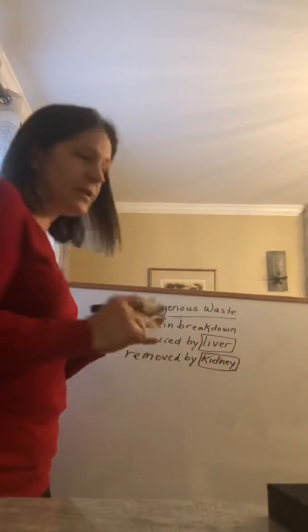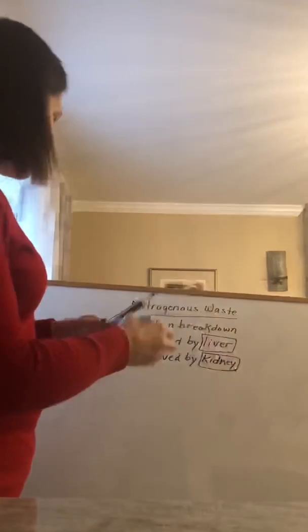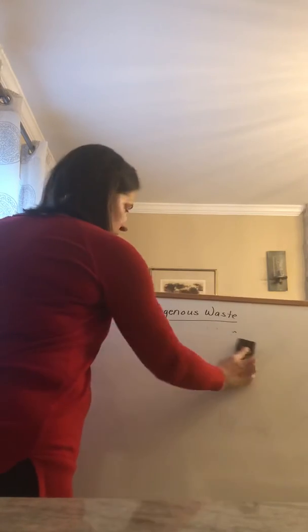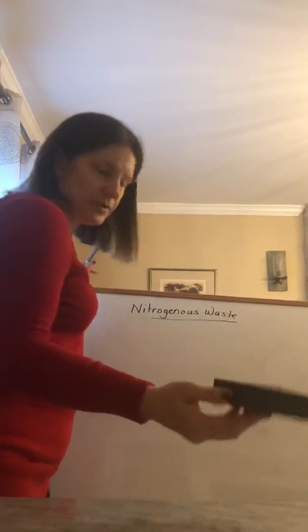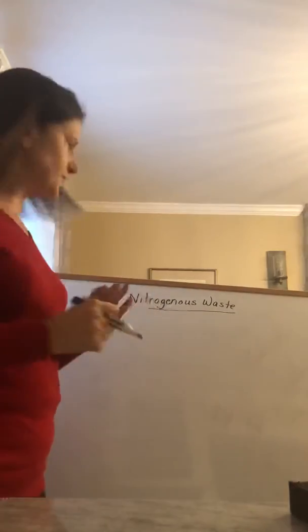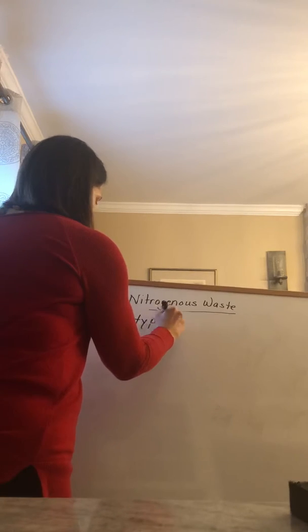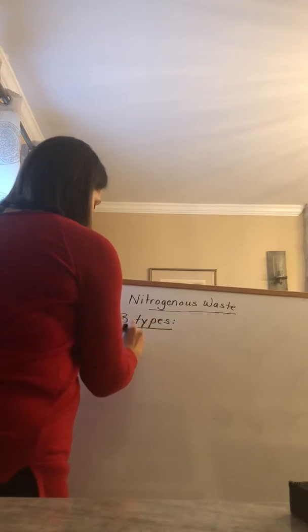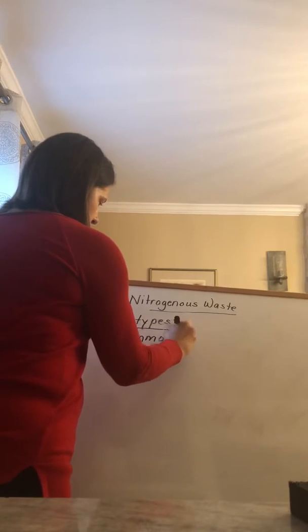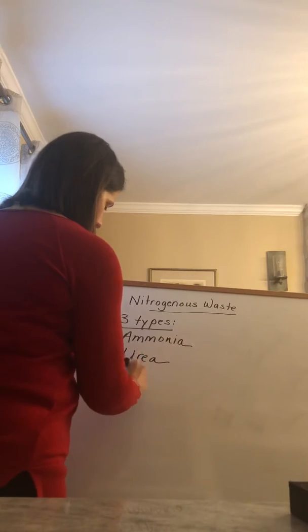There are three different types of nitrogenous waste products that we want to talk about. Each of them is produced by the liver, but it's not a third each. So we have three types of nitrogenous waste: ammonia, urea, and uric acid.